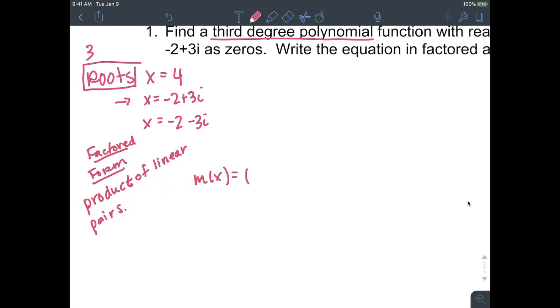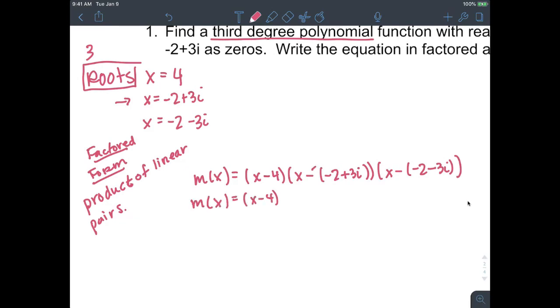is equal to, start with my real root, x minus 4 times x minus my next root, negative 2 plus 3i, times my last root, x minus the root. Okay, we shall distribute. I'm going to distribute the negative sign into both of these, so I get x plus 2 minus 3i times x plus 2 plus 3i. And that's a little cleaner.